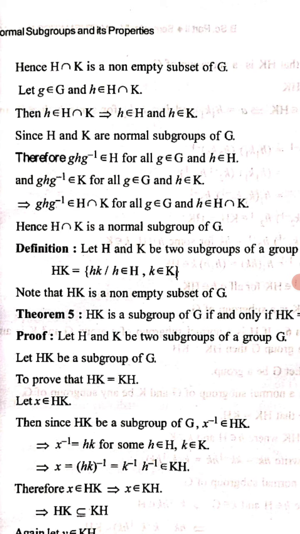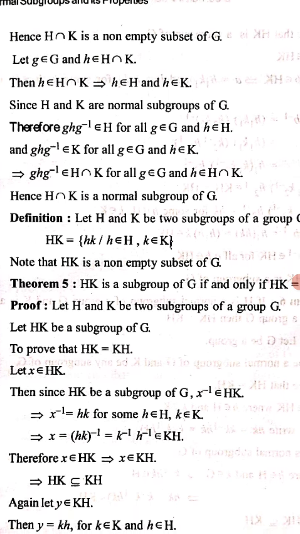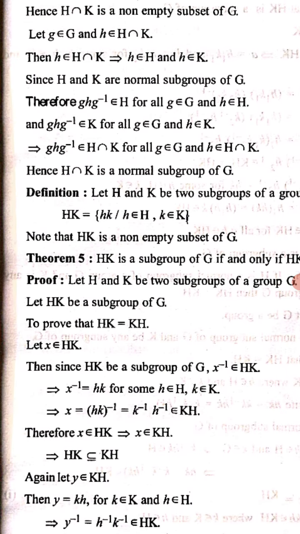Since H and K are normal subgroups of G, therefore g h g inverse belongs to H for all g belongs to G and h belongs to H, and g h g inverse belongs to K for all g belongs to G and h belongs to K. So this implies that g h g inverse belongs to H intersection K for all g belongs to G and h belongs to H intersection K. Hence, H intersection K is a normal subgroup of G.